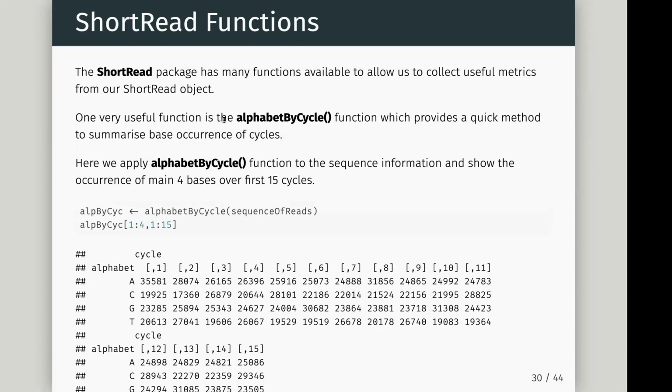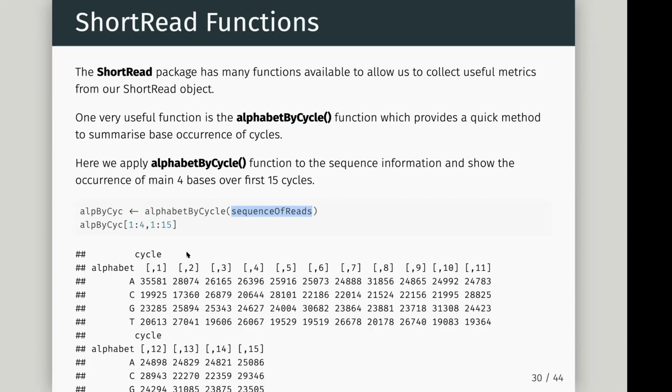The ShortRead package has many functions available to collect useful metrics. Alphabet by cycle, that's another really useful one. So it's going to quickly summarize for us across all the reads how many times we had an A, a C, a G, or a T. We just need to give it the sequence of the reads. Here, it's what we got returned from the sRead function, the actual DNAStringSet object of the reads. We can use that, and it's going to return. I'm only showing you the first four, but actually it returns A, C, G, T, and all this IUPAC code, R, Q, whatever, and then eventually N.